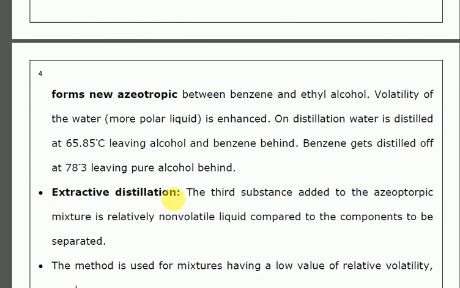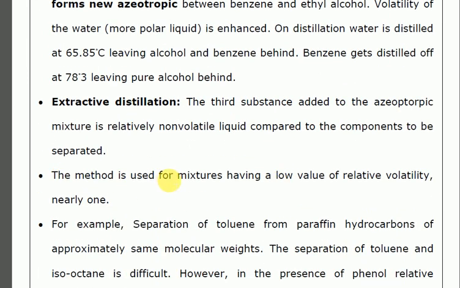Now, extractive distillation. The third substance added to the azeotropic mixture is a relatively non-volatile liquid compared to the component to be separated. Whatever third component you are adding to the azeotropic mixture is non-volatile. The method is used for mixtures having a low value of relative volatility, which is nearly 1.